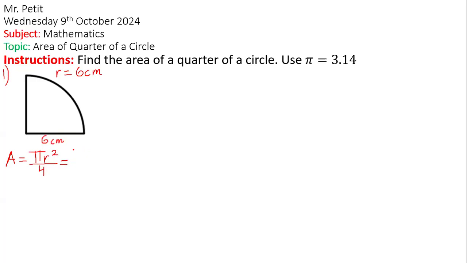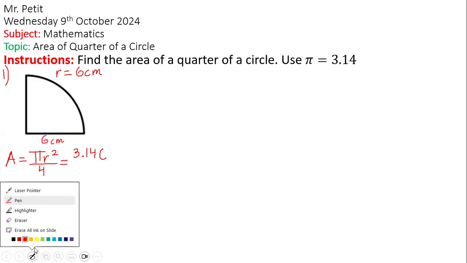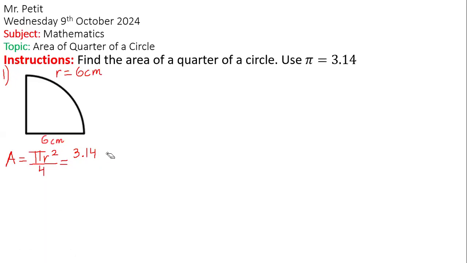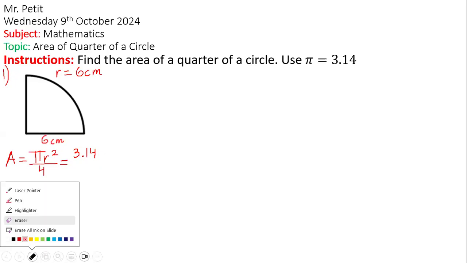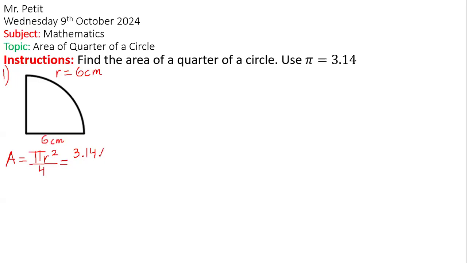3.14. What is the radius? The radius is what, multiplied by? Help me out, what is the radius? 6 centimeters. So you're gonna put 6 squared. All right.